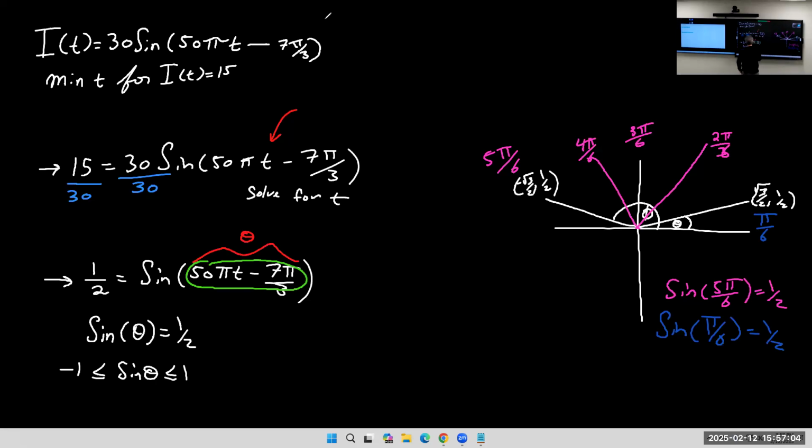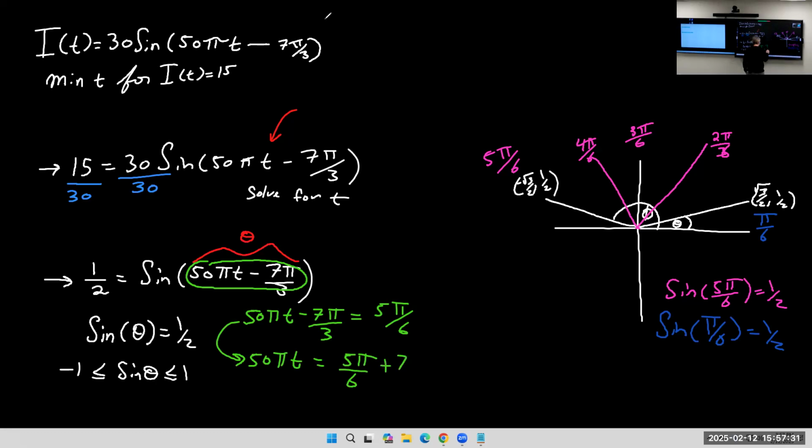Let's find some values of t. How about 50pi t minus 7pi/3 equals 5pi/6. And then we're also going to have to do pi/6 and see which one. We have to test both because we have to see what happens. Okay, so from here we go 50pi t equals 5pi/6 plus 7pi/3. Denominator of 6, denominator of 3. If we double it, we have the same denominator. So that'd be a good place to start.